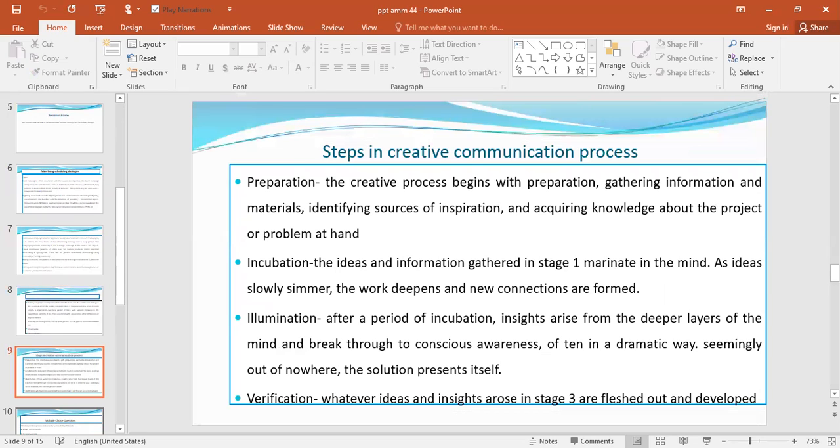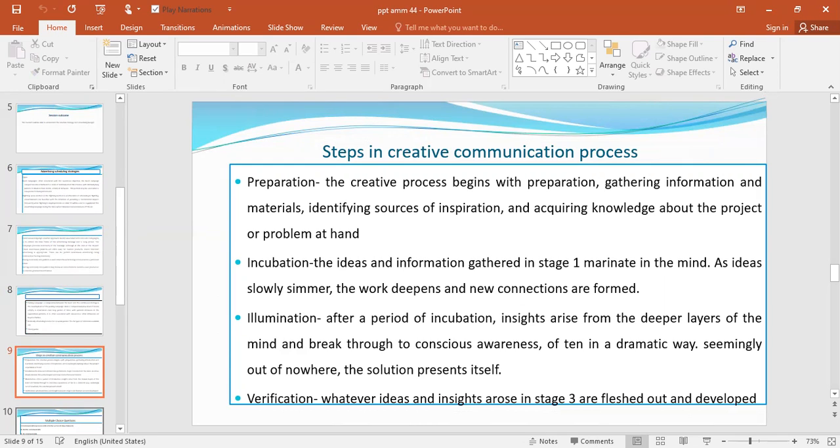Now let us move on to the steps in the creative communication process. Here we have some of the steps. The first step is preparation. The creative process begins with preparation, gathering information and materials, identifying sources of inspiration, and acquiring knowledge about the project or problem at hand. The second is incubation. The ideas and information gathered in stage 1 marinate in the mind. As ideas slowly simmer, the work deepens and new connections are formed.